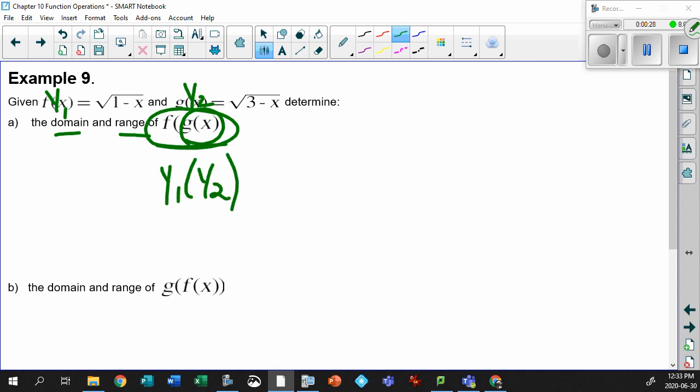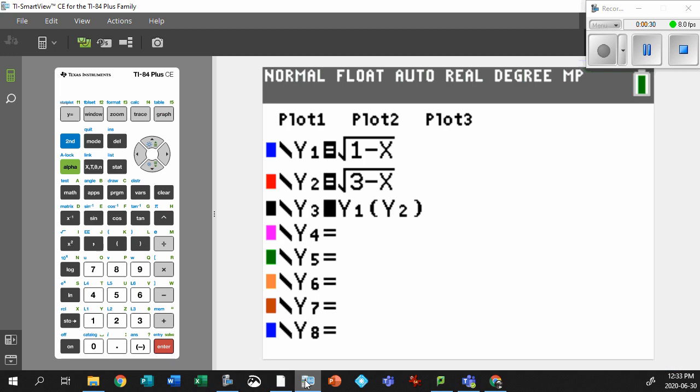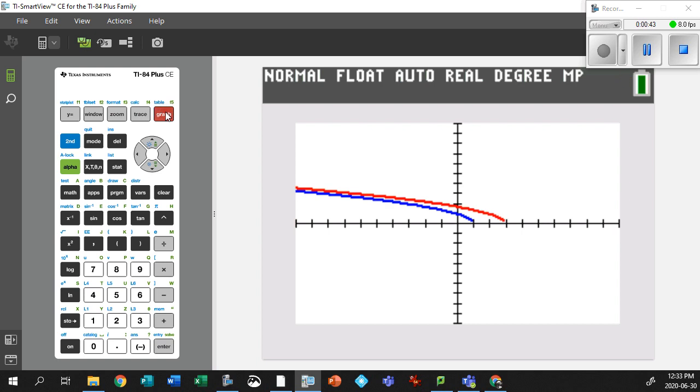Now, I've got my calculator all pre-programmed, so we don't waste any time. There it is. And I've actually shut off my composition function again. You can see it blinking at you right there, okay? Because I want to see what the original functions look like. So I'm going to graph them. There's my two original functions.